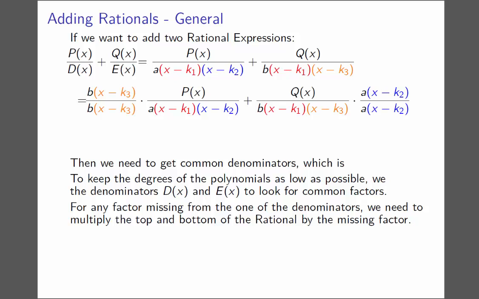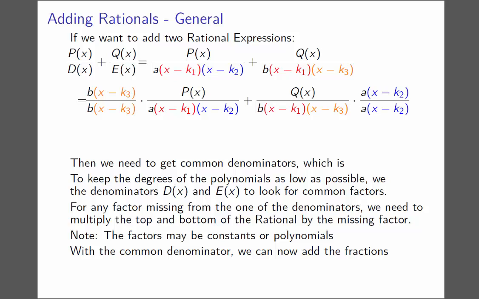It's also worth pointing out that the factors may be constants, like a and b, or polynomials, like x minus k2 and x minus k3. Now, with the common denominator of a times b times x minus k1 times x minus k2 times x minus k3, we can add the two fractions by simply adding across the top.